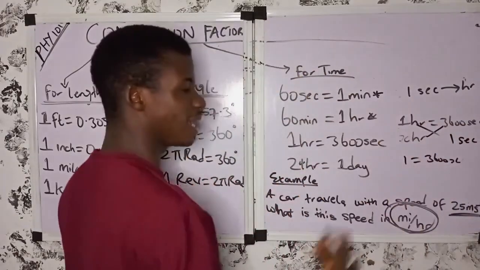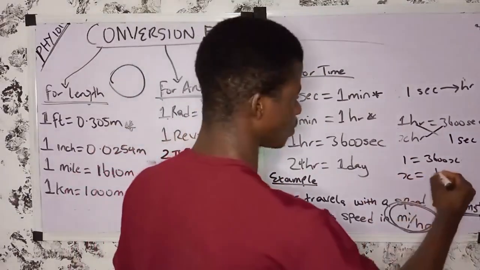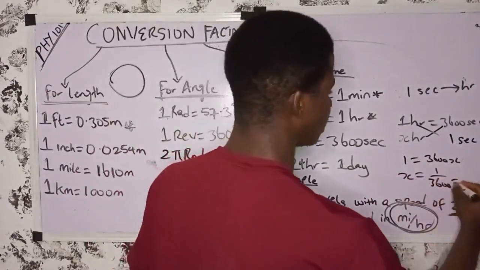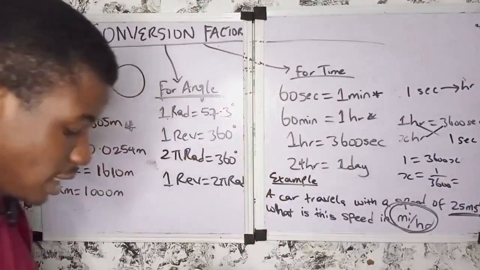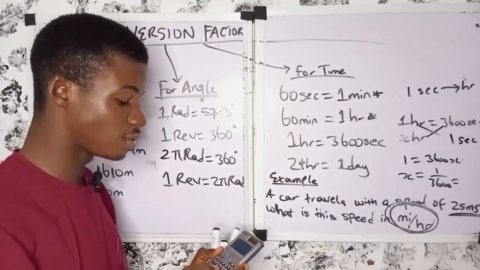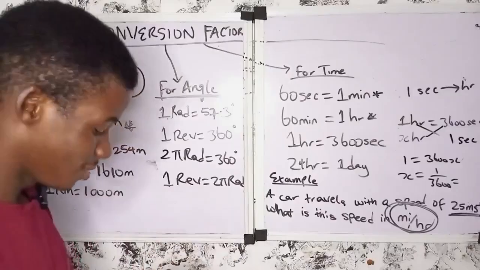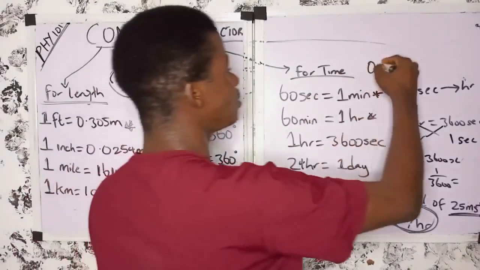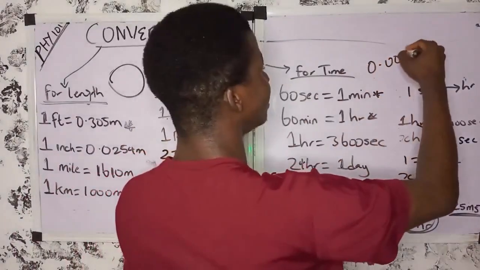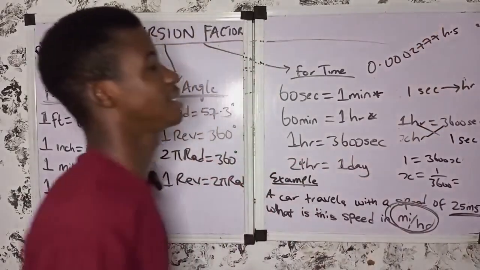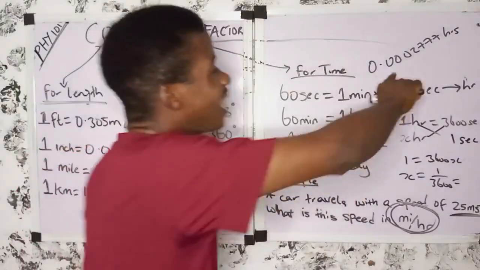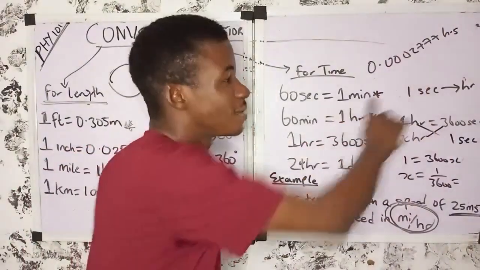3,600S, right? If you make S stand alone, S equals to what? 1 over 3,600. Now let's divide it. 1 divided by 3,600 will be left with what? You see? Our answer will be 0.00027777 hours. So this is the hours inside of 1 second.